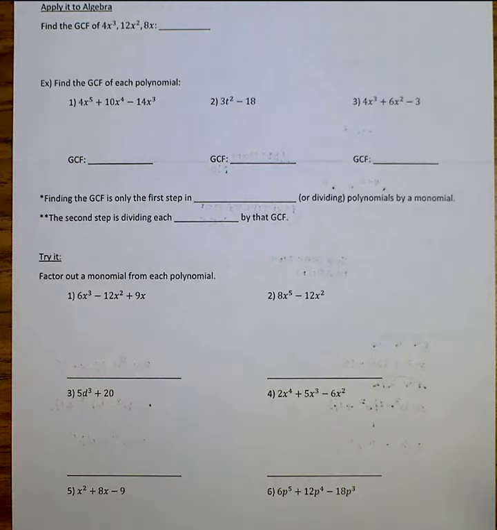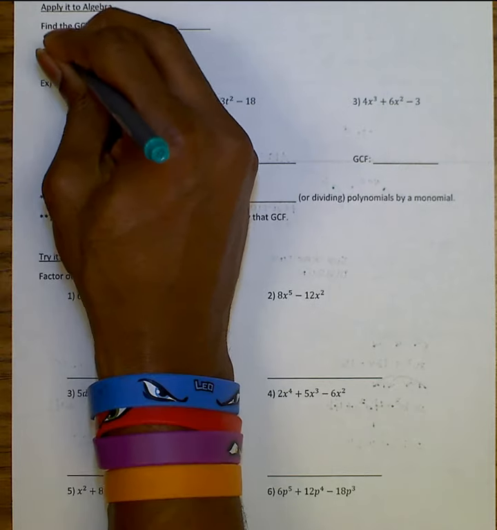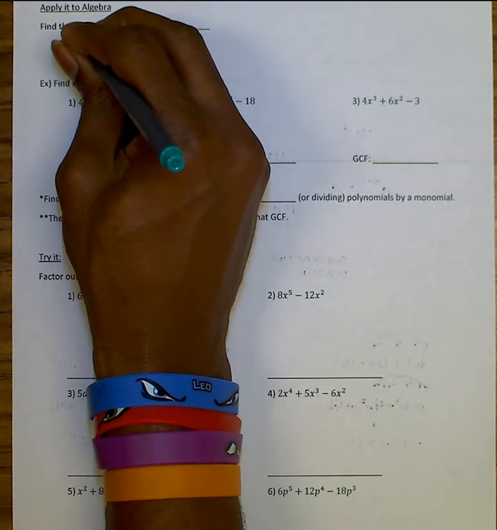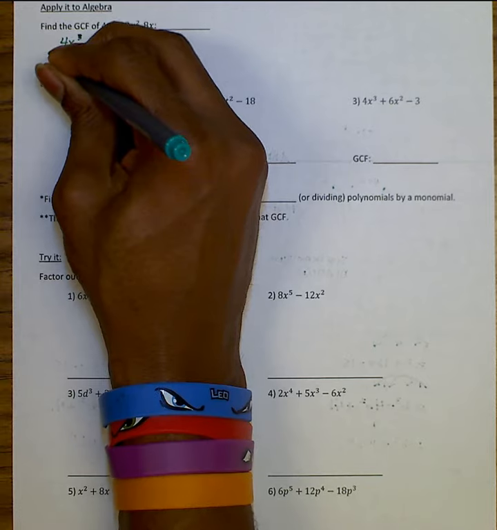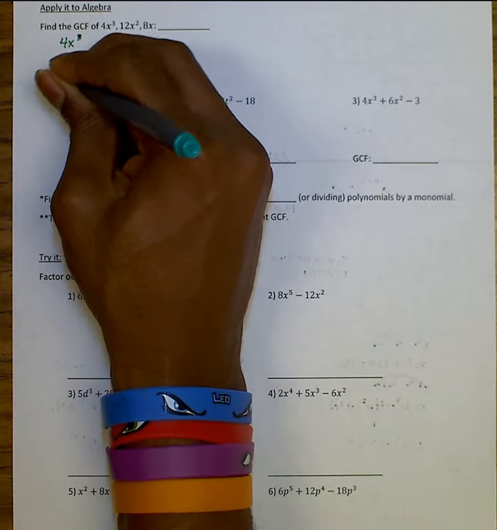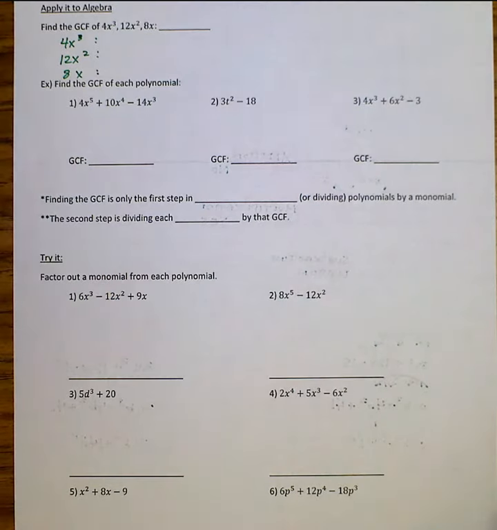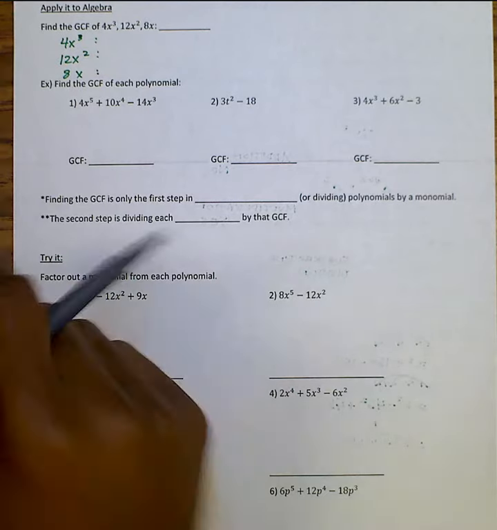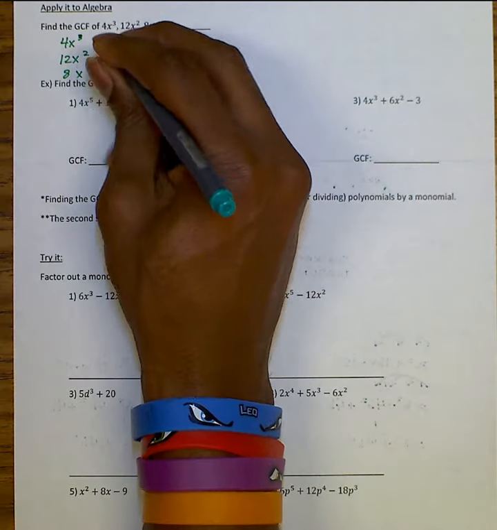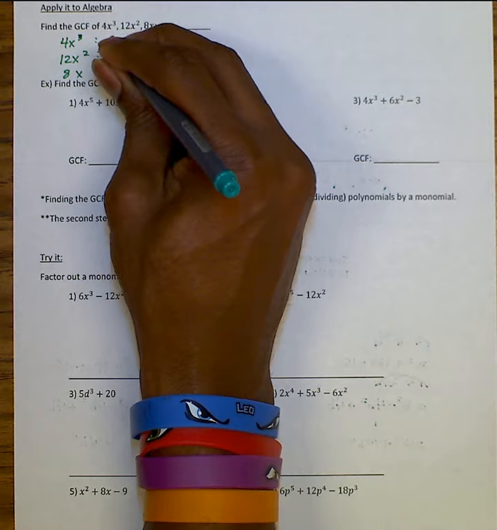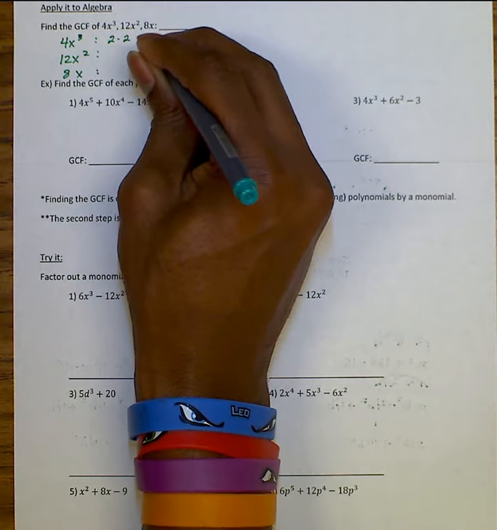So we have 4x cubed, 12x squared, and 8x. Now we're going to do this a little bit differently, just so we can work with it as we move on. As we're looking for the greatest common factor, another way that we can do this, instead of listing out all the factors, is we can factor the numbers on their own and basically say what multiplies to give us these numbers. So what multiplies to give us 4? 2 times 2 times x times x times x.